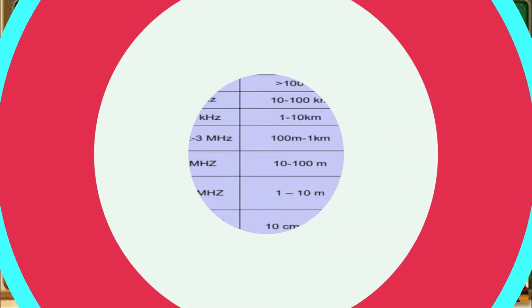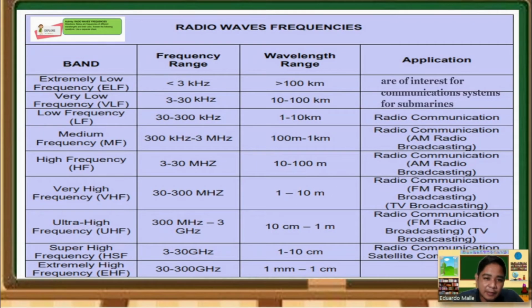Okay, number one is the extremely low frequency or the ELF. The frequency range is less than 3 kilohertz and the wavelength is more than 100 kilometers. Next one, very low frequency, 3 to 30 kilohertz. The wavelength is between 10 to 100 kilometers. So the applications of this ELF and VLF are of interest for communication systems for submarines.